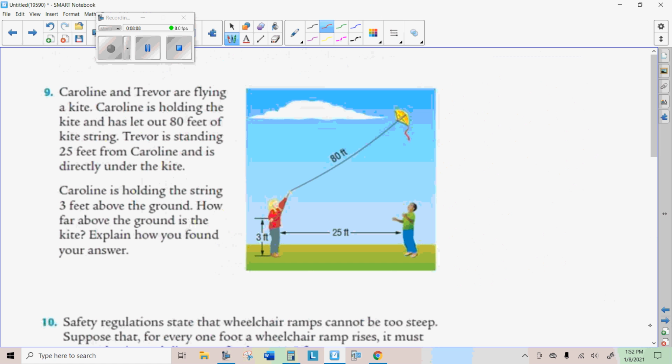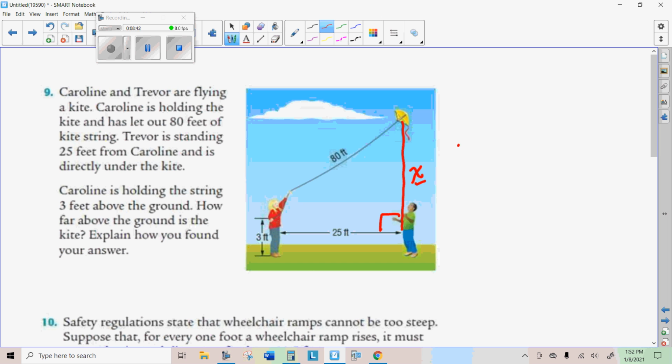So Trevor and Carolyn are flying kites. Carolyn is holding the kite and has let out 80 feet of string. Trevor is standing 20 feet from Carolyn and is directly under the kite. So let's draw a line right there. And it says, how far above the ground is the kite? So we know that this missing side here creates a right triangle. Do you guys see it there?